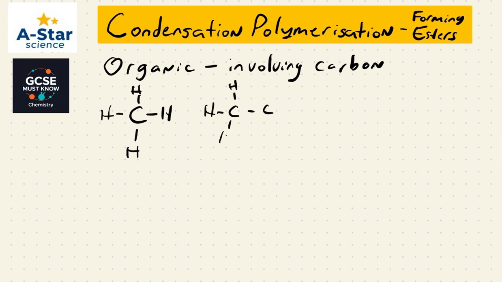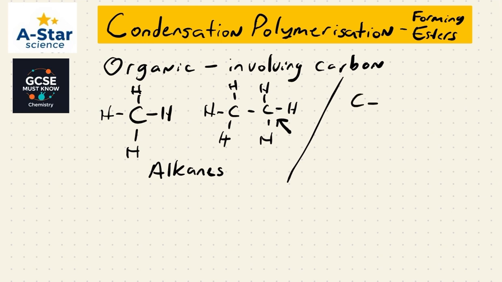ethane. These are all organic molecules because they involve carbon. So that is one functional group, which is alkanes. You also should know about alkenes, which have a double bond. They're unsaturated, whereas the alkanes are saturated.